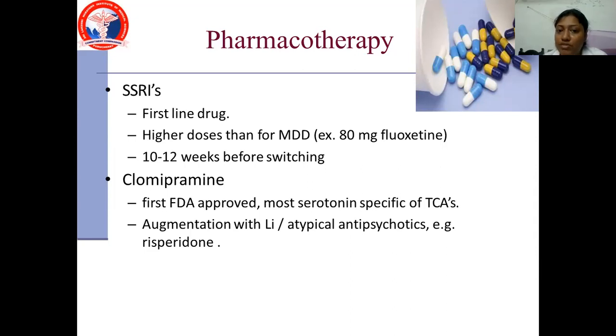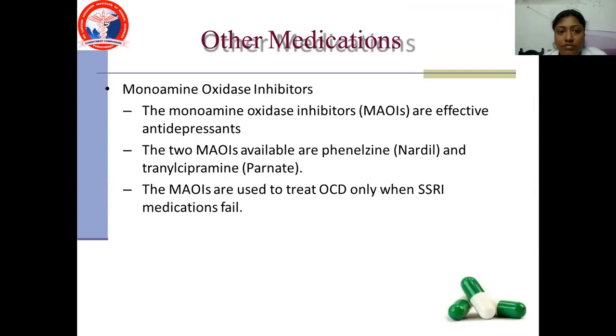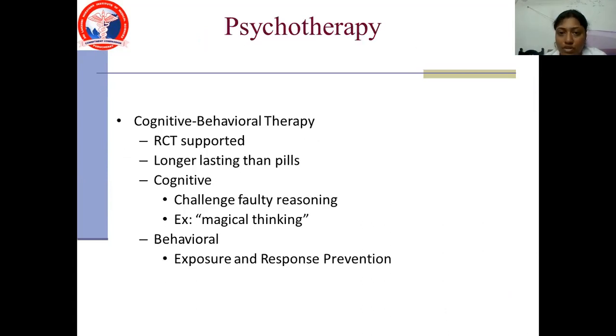So our first choice will be SSRI, that is fluoxetine, but in children it will be sertraline, 25 to 50 mg. Then we have MAOIs. We don't use these nowadays, but it was used to treat. But now we are not using these.